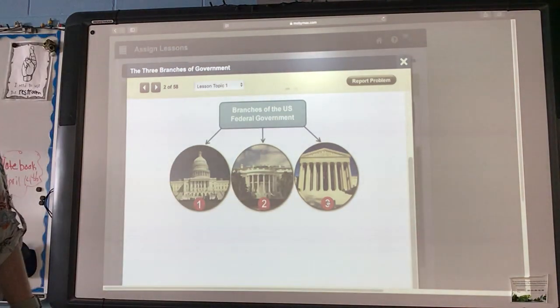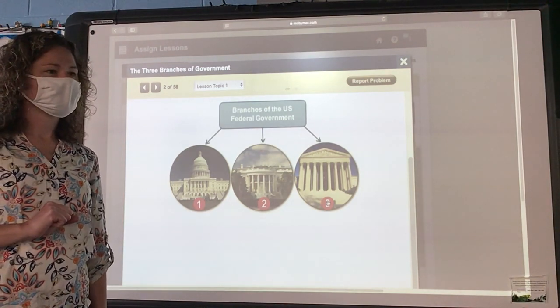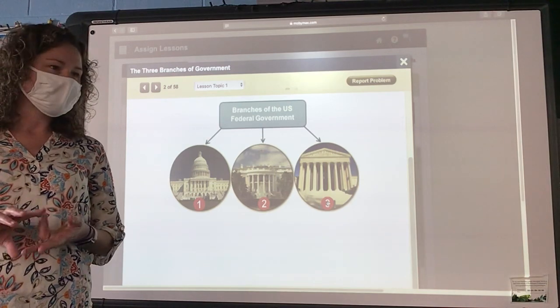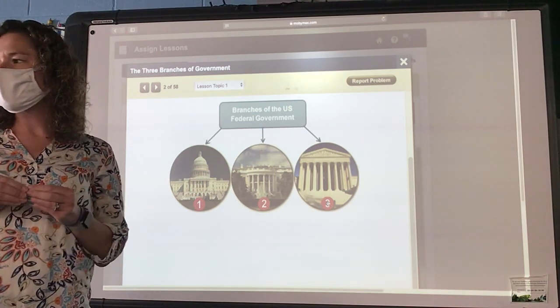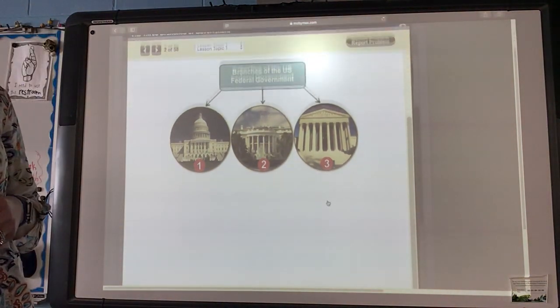The judicial branch interprets laws. Interprets, right? So they're telling you if the law is constitutional, okay? They're telling you what it means. So judicial and judge or jury start with J, so that's an easy way to remember those.